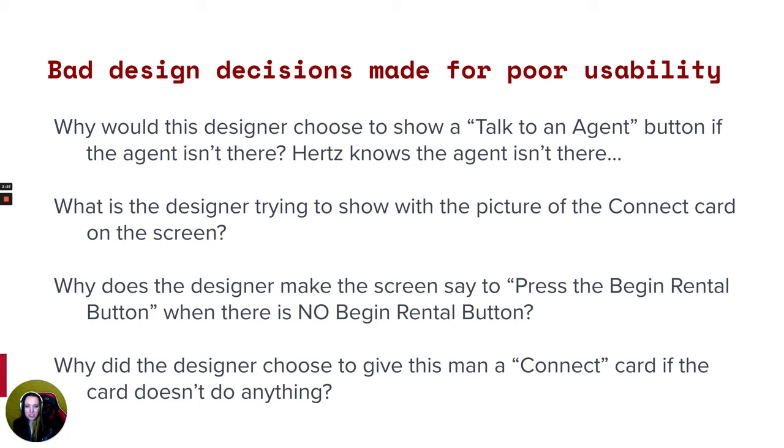Why put that picture? It doesn't seem to do anything. Why does the designer make the screen say press the begin rental button when there is no begin rental button? Or was that supposed to be a button and it's broken? It's just really confusing. And then why did the designer choose to give this person who's taking this video a Connect card if there's no purpose to the Connect card? The card doesn't do anything with the kiosk, so why would they be shown that they need a Connect card to use this kiosk? It doesn't really seem like they do.